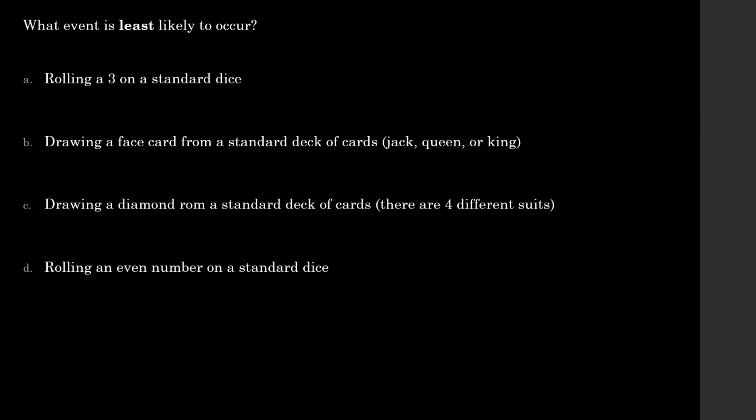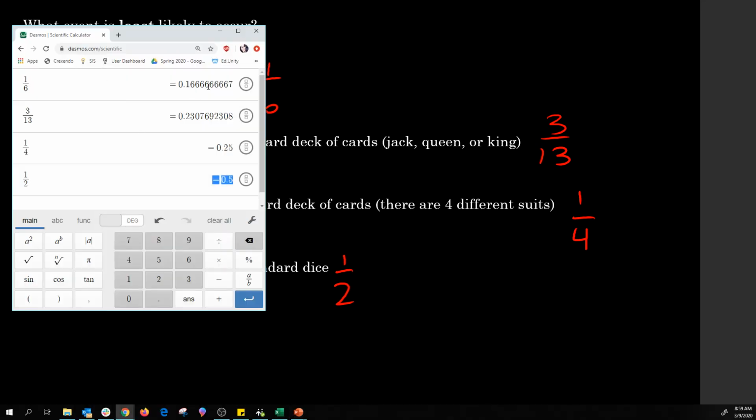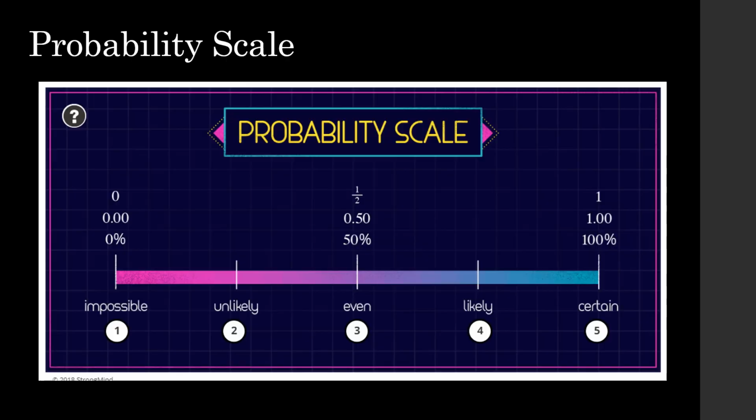Which event is least likely to occur? Now, if you notice, these are exactly the same from last time. Rolling a 3, rolling an even. Actually, they're slightly different, but they'll give you the same fractions. This would be 1 out of 6, 1/2, 1/4, and 3 over 13. So 1/6 was the smallest. If I look at 1/6 here, I have 0.16 repeating. So 1/6 is the least likely because it is the smallest decimal.